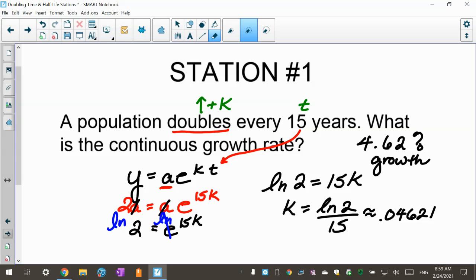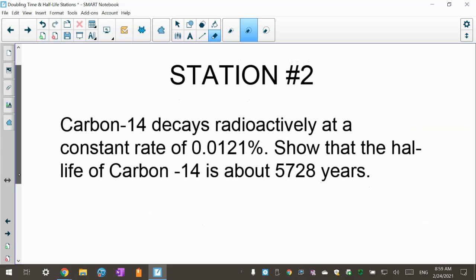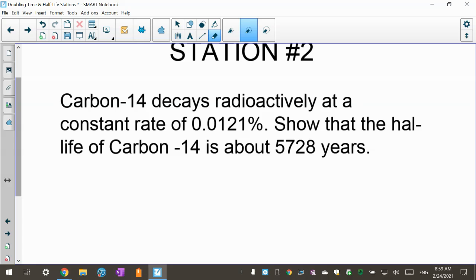Station 2 is kind of fun as well. Station 2 says carbon-14 decays, so I know it's going down, right? Decays radioactively at a constant rate. So they told me my rate, but the one thing I got to be careful of, if it's decaying, my k has to be negative. So when I put this finally in my formula, I got to make sure that I make it negative. That's a common mistake.